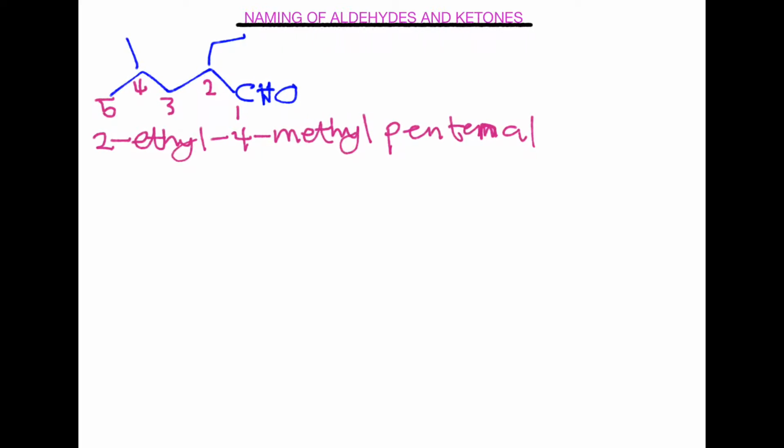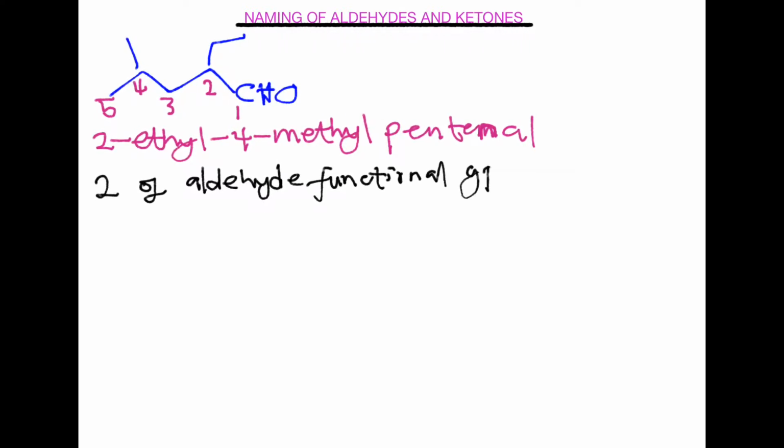Now, what if we have 2 of the aldehyde functional groups present? So let's look at this example. And then over here we see double bond O, and then we have a hydrogen.